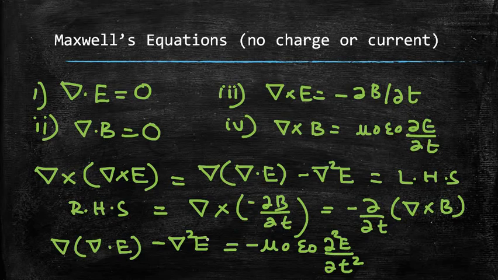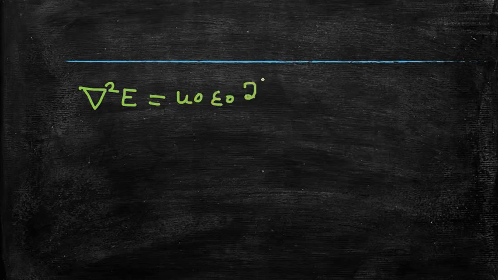Now look here. This comes out to be del (del dot E) minus del square E is equal to minus mu 0 epsilon 0 d square E by dt square. Now please look here. Equation 1 says del dot E is equal to 0. That means this term gets cancelled. Then this equation comes out to be del square E is equal to mu 0 epsilon 0 d square E by dt square.